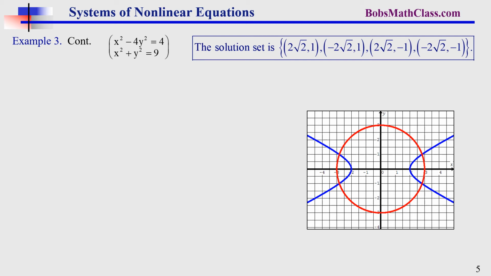Anyway, so we could see, remember we talked about that one of them was a hyperbola. That's the blue one that we have here, and the other one's a circle. Those are the 4 points of intersection. Okay, I'm not asking that you have to do that. Let's check our answers algebraically.